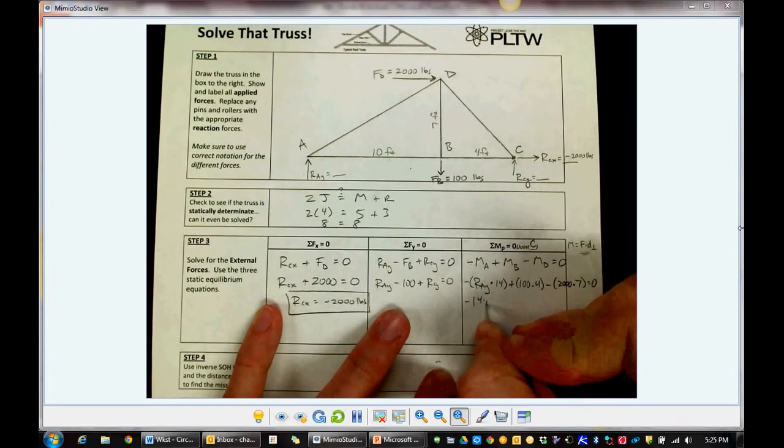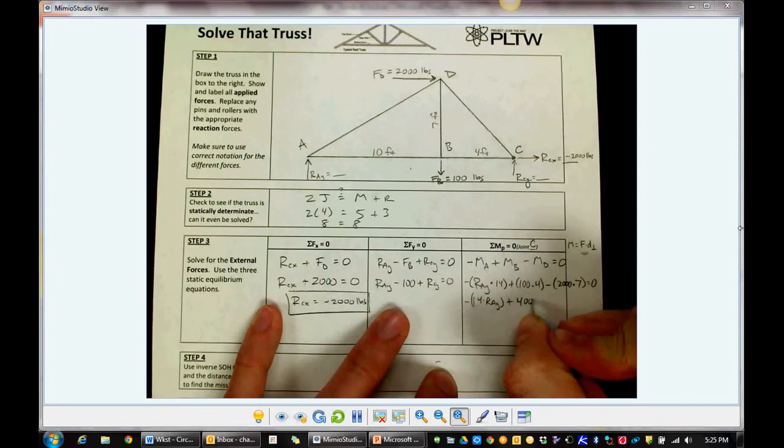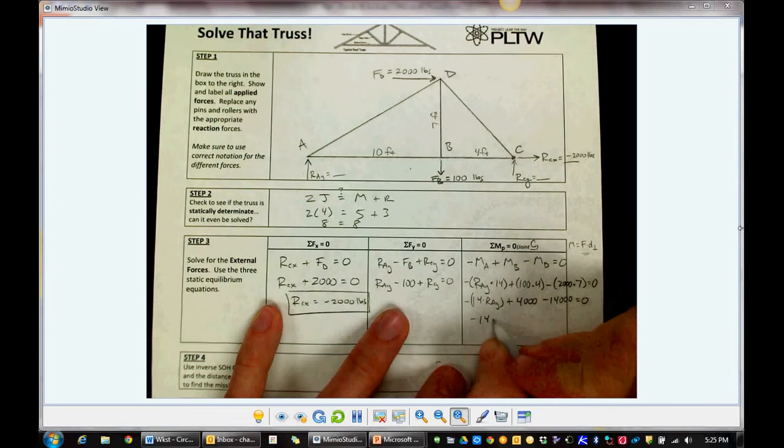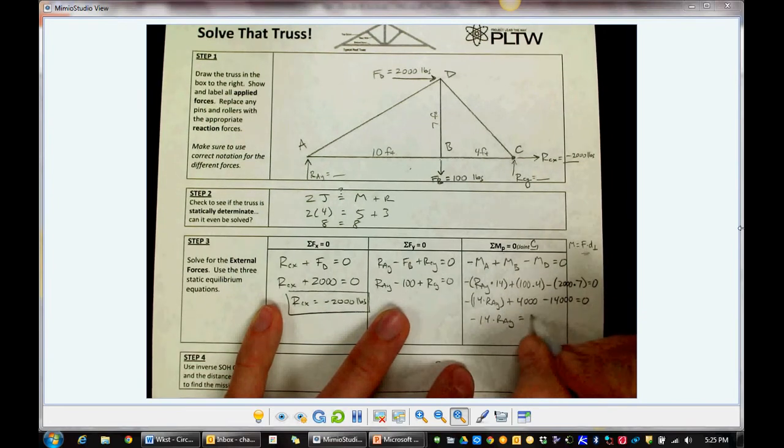So negative 14 RAY plus 400 minus 14,000 equals 0. So negative 14 RAY equals 13,600 by bringing these two terms over to here. Divide by negative 14, and RAY comes out to be negative 971 pounds.